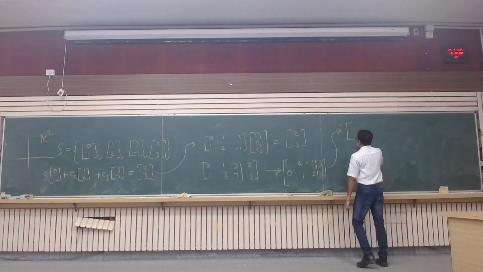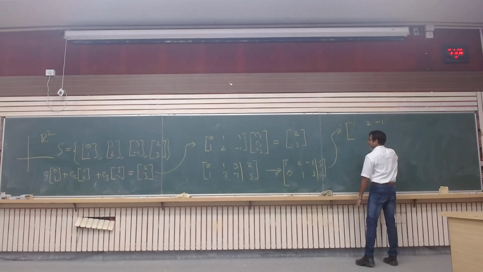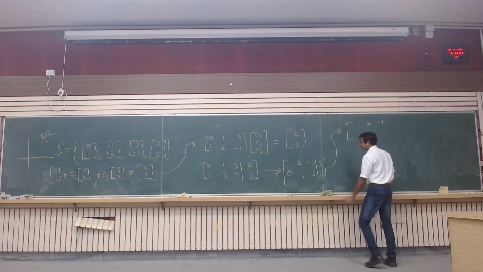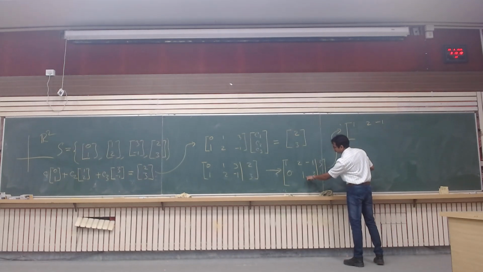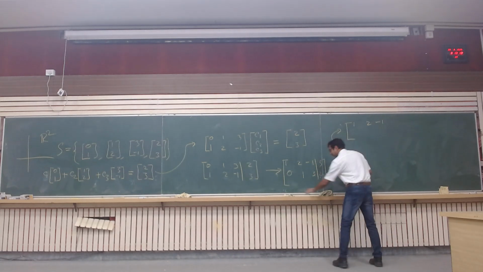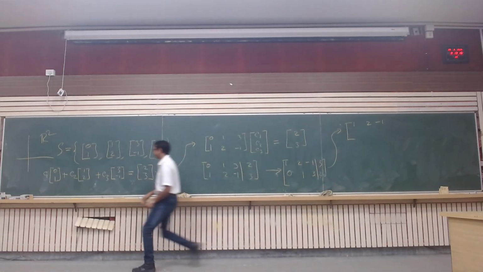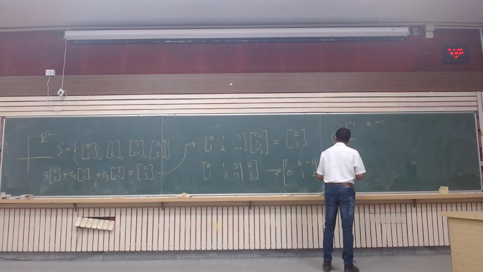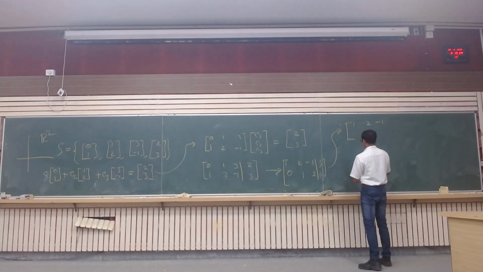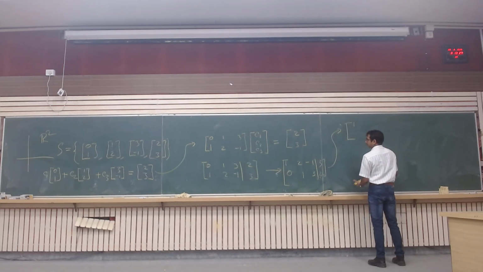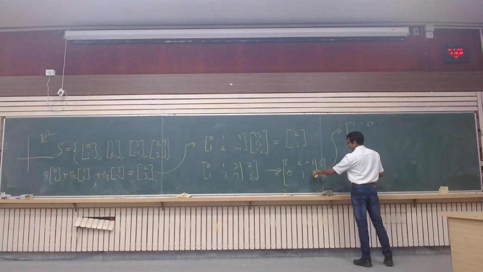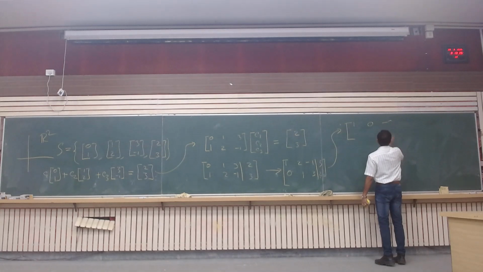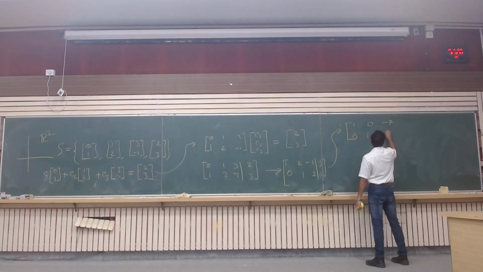Right. So (1, 2, -1). Well, we can immediately do this. We can just multiply it with minus 2 and add it up. If you multiply with minus 2, this one becomes 0, this one becomes minus 7, right? Minus 7, thank you. And this one is just (0, 1, 3).